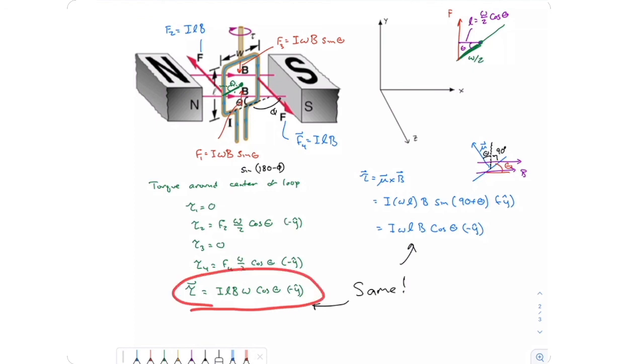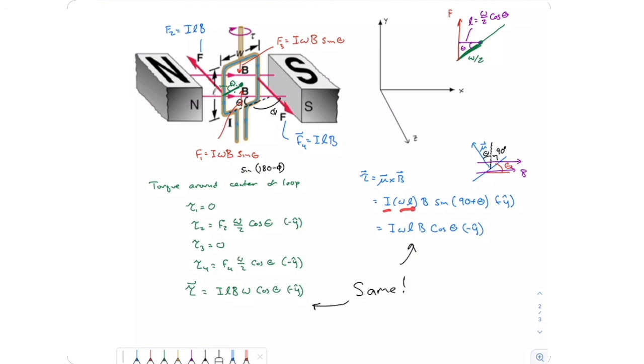Okay, so I have this expression. If I try to compare it to mu cross B, which was the other way to calculate this, mu is just a vector that is going to point in a direction determined by the right-hand rule. I curl my fingers around the direction of the current loop, and my thumb points sort of back into the left. So that's the direction of mu, like that. And I've drawn this as a top view. Here's my current loop, and here's mu, pointing back into the left.